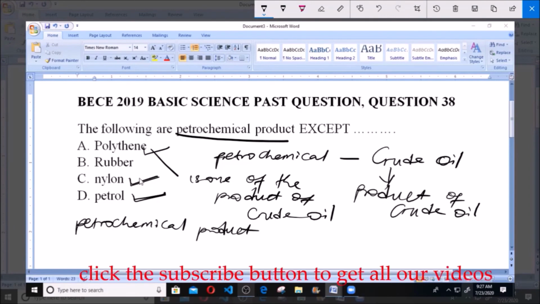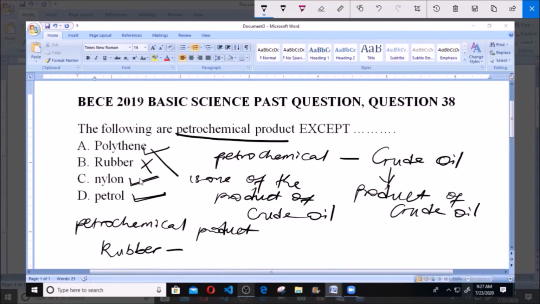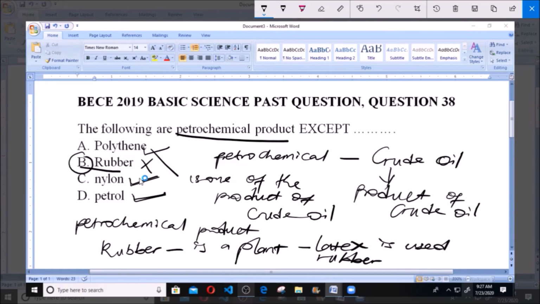Now, rubber here, on the other hand, is not a petrochemical product because you get rubber from plants. There's a plant named rubber, and the cell sap of this plant, which is the latex, is used to produce rubber. So rubber is not a petrochemical product. It is gotten from plants. So our answer is B, rubber. Rubber is not a petrochemical product.